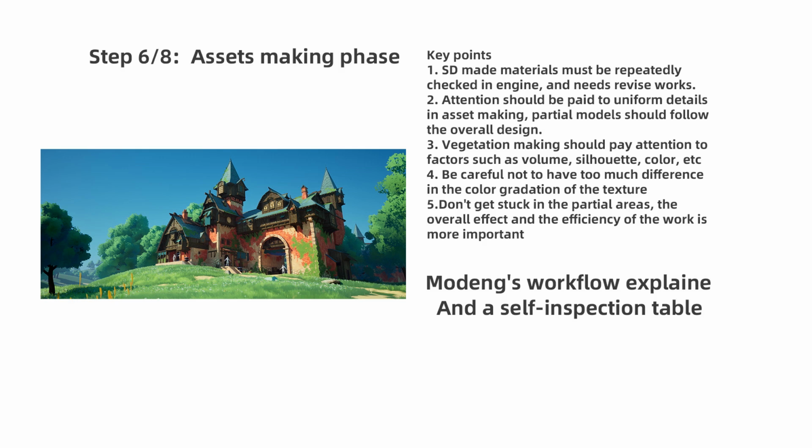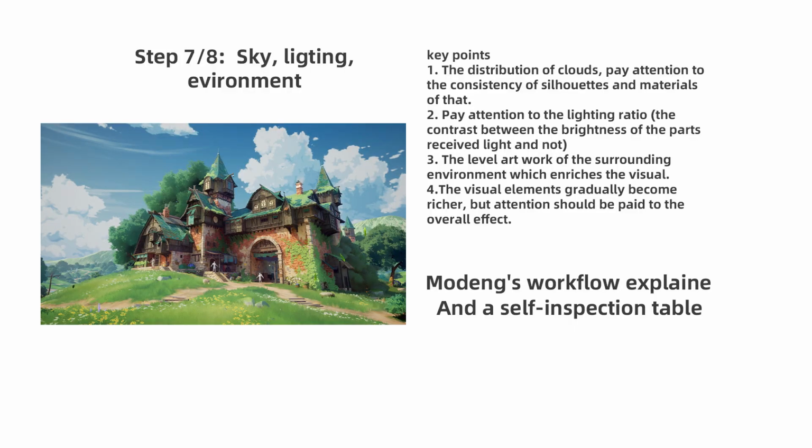Step 7. Sky, lighting, environment. We need to add a sky sphere here. Adjust the lighting and the surrounding level art assets and environment. This is key. First, pay attention to the silhouette and material consistency in cloud distribution. Some students choose inconsistent materials, using the same clouds and environment, but with different material styles, resulting in a jarring, patchwork look.